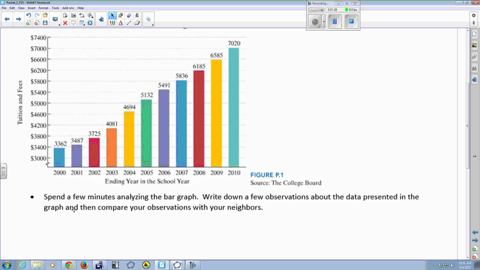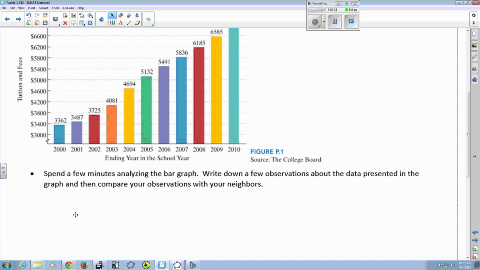Okay. Someone says the graph is relatively linear. And I like the fact that they said relatively, and we'll talk about that in a second. Cost of tuition and fees increases every year. So I'm going to write a couple of these down for those people who want to come back and look at the annotated notes in Moodle.